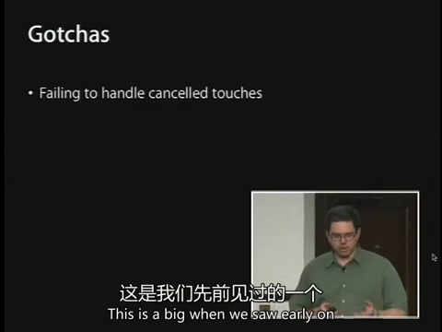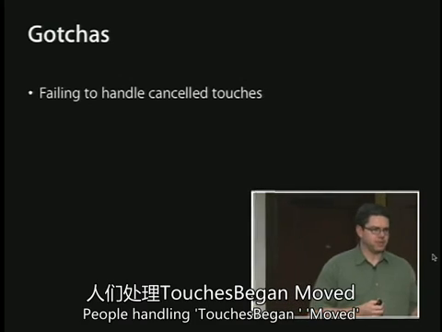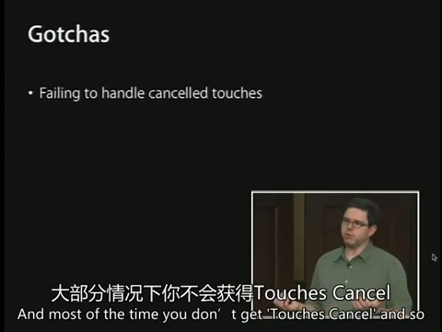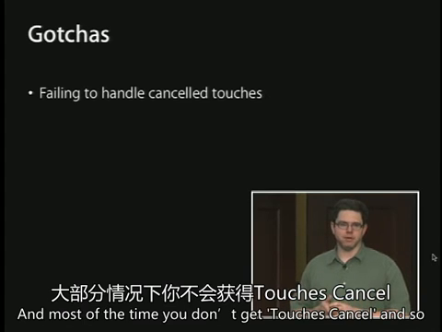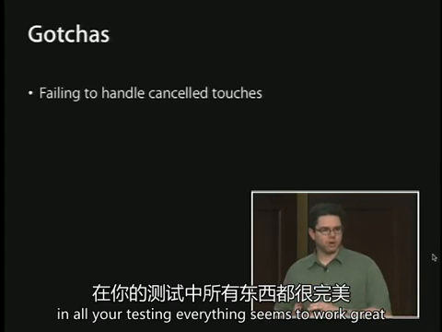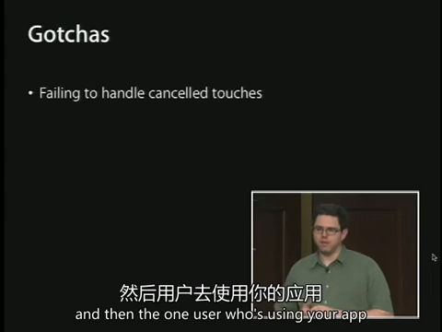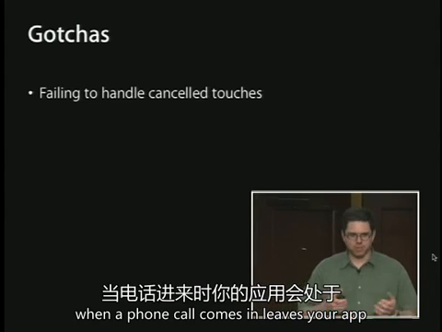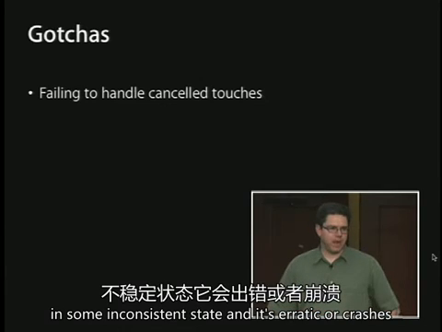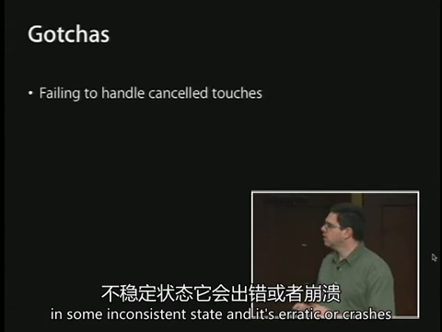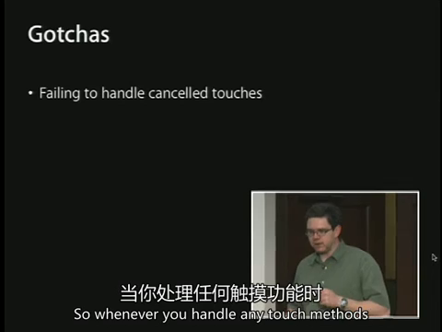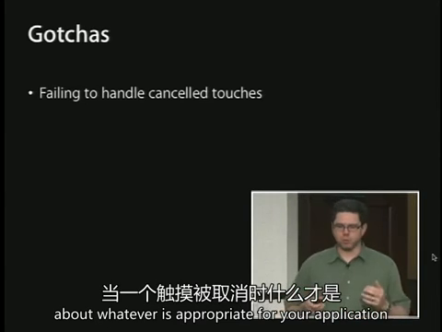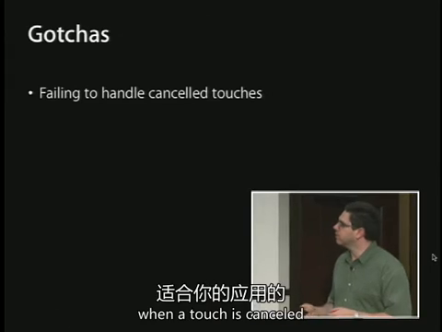This is a big one we saw really early on. People handle touches began, moved, and ended, but not canceled. And most of the time you don't get touches canceled, so in all your testing, everything seems to work great. And then the one user who's using your app, when a phone call comes in, leaves your app in some inconsistent state, and it's erratic or crashes. So whenever you handle any touch methods, be sure you handle cancel and think about whatever is appropriate for your application when a touch is canceled.